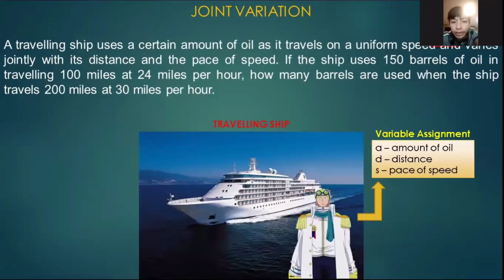Joint variation. A traveling ship uses a certain amount of oil as it travels at a uniform speed and varies jointly with its distance and the pace of speed. If the ship uses 150 barrels of oil traveling 100 miles at 24 miles per hour, how many barrels are used when the ship travels 200 miles at 30 miles per hour? Variable assignment: A equals amount of oil, D equals distance, S equals pace of speed.